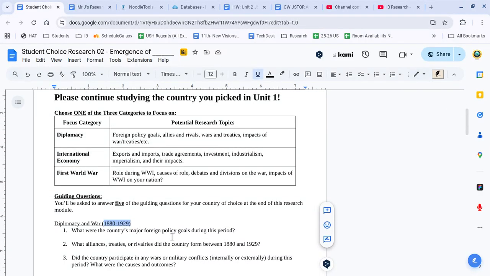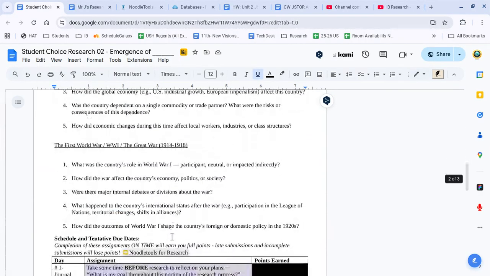Speaking of World War I, you are really going to want to focus on what the role was of your country. Were they neutral? Were they not really impacted at all? Were they impacted even if they were neutral? Were they a participant in the war? And how did the war affect that country?